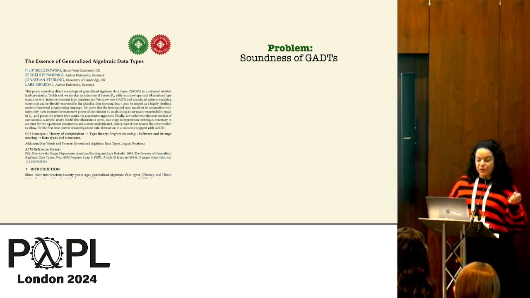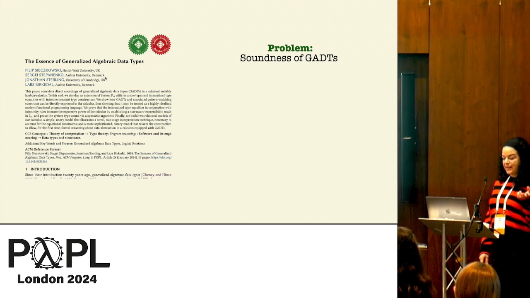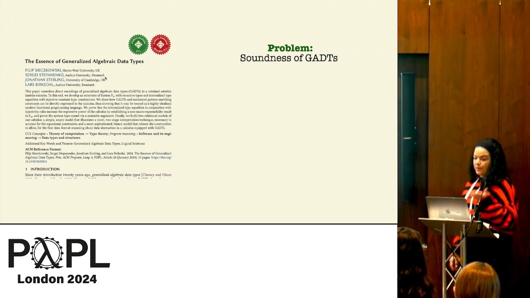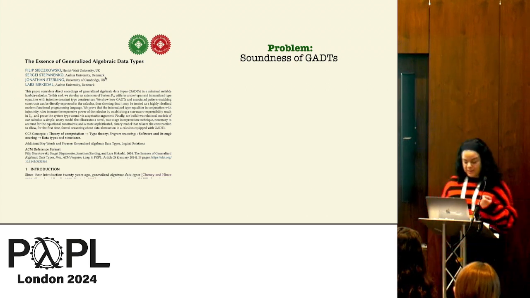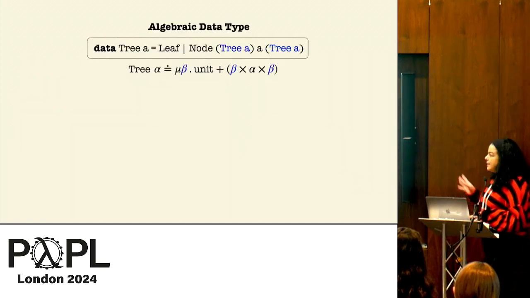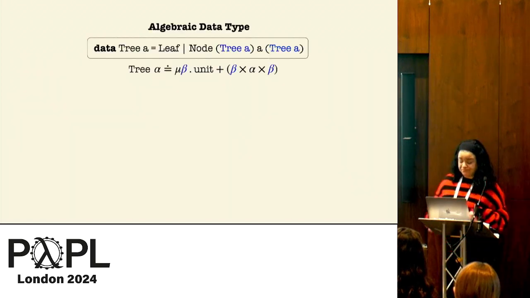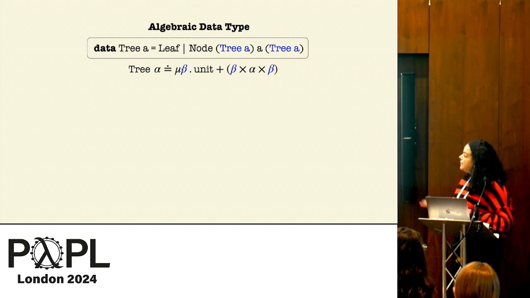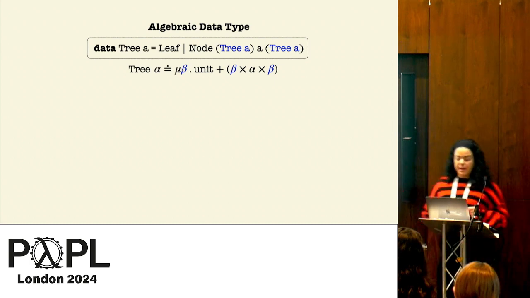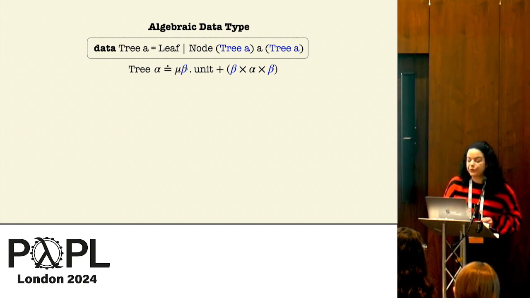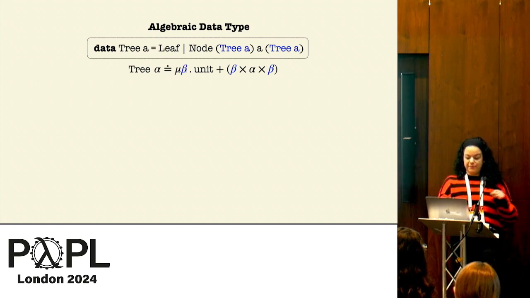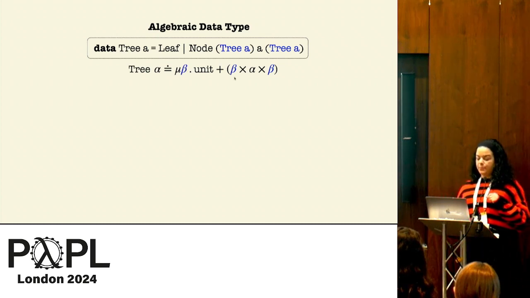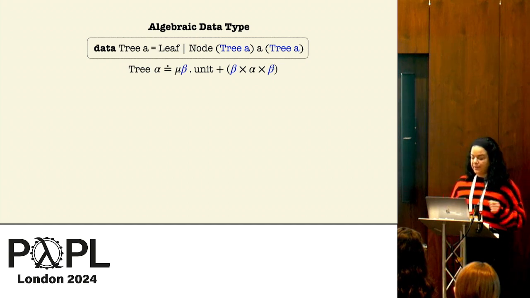The first one talks about the semantics of generalized algebraic data types, and the problem is they want to prove soundness of GADTs. So here is an example of an algebraic data type. I have a data Tree A that is recursively defined to be either a leaf or a node. I have my left tree, a value, and the right tree. And if I write this type in the lambda calculus, I'm going to use a recursive type variable beta, and wherever I see a Tree A, I'm putting beta instead, right?